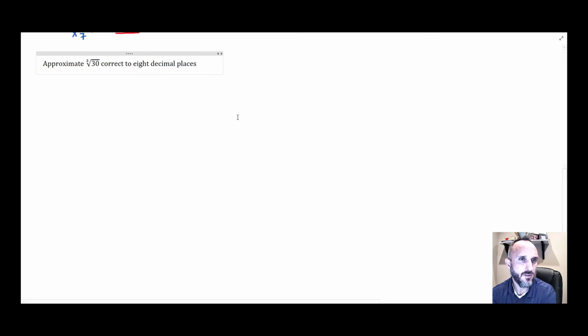So our next example, let me flip the page here. Let's use this to approximate a cube root. You can do this with any root, but let's approximate the cube root of 30 correct to 8 decimal places.